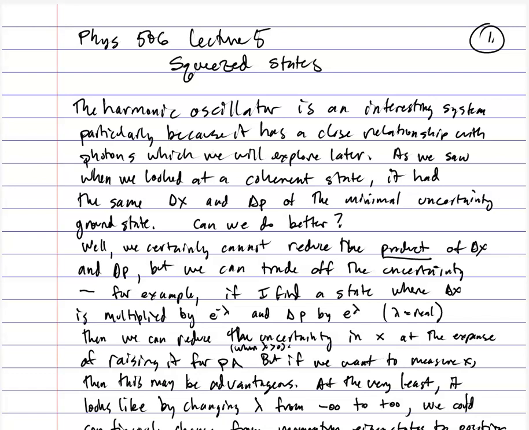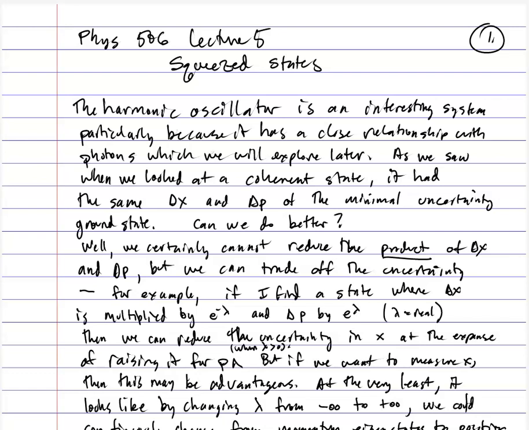And that was something that we could easily understand because we were simply shifting the ground state wave function in position or momentum space, but preserving its shape, and so the uncertainty remains preserved. When we start talking about squeeze states, the question is, can we do better than that?